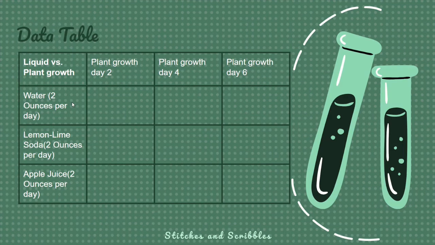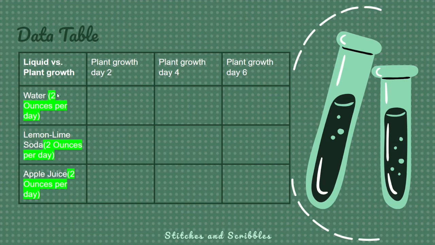So I am doing 2 ounces per day of water, 2 ounces per day of lemon lime soda, and 2 ounces per day of apple juice to test my 3 different liquids. I then have space to write in how much plant growth I see on the 2nd day after planting, the 4th day after planting, and the 6th day after planting. You could obviously add more columns if you chose to, but I chose 3 just so that you could see what I was doing.